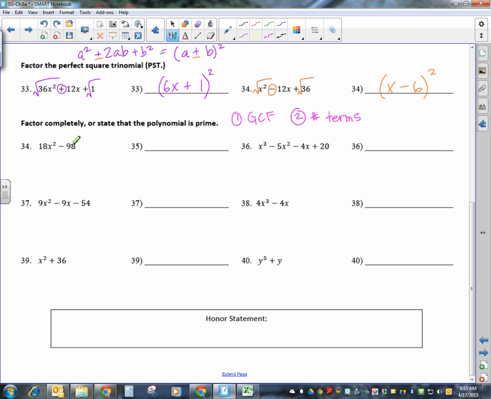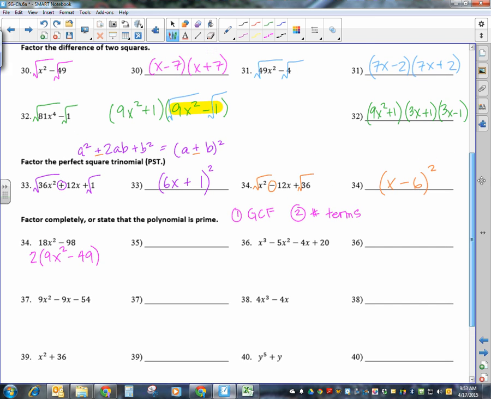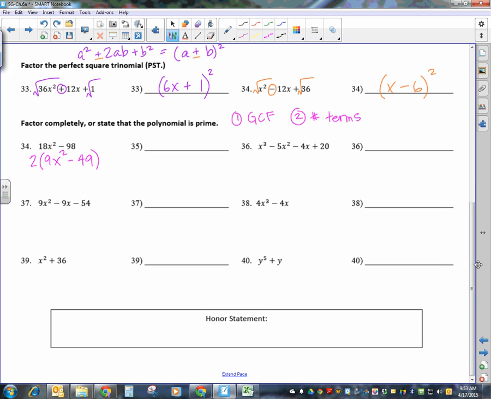Okay, so this first one, what number goes into 18 and 98? And there should always be some kind of work here. Okay, 2 times 9x squared and 2 times 49 gives me 98. These are both perfect squares, which is like the problems that we had right here. Because this is two terms, there's a difference, and these are both perfect squares, when I factor that, I'm going to take the square root of that and the square root of that, leaving me with 2 times (3x minus 7)(3x plus 7).